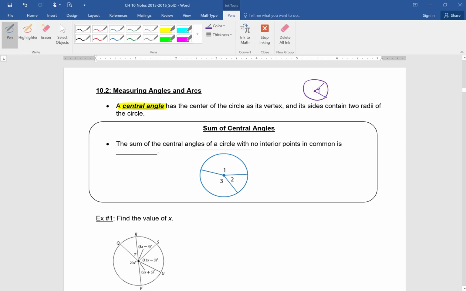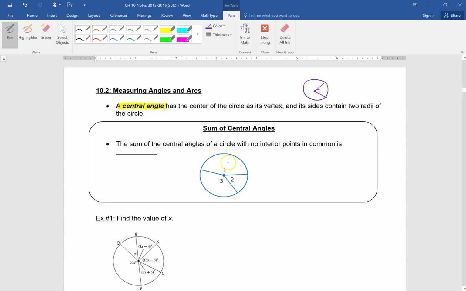Where is the vertex of that angle? The center of the circle, right? So the vertex is at the center of the circle, meaning this is a central angle. So that's all a central angle is. It's just an angle where the vertex is at the center of the circle.